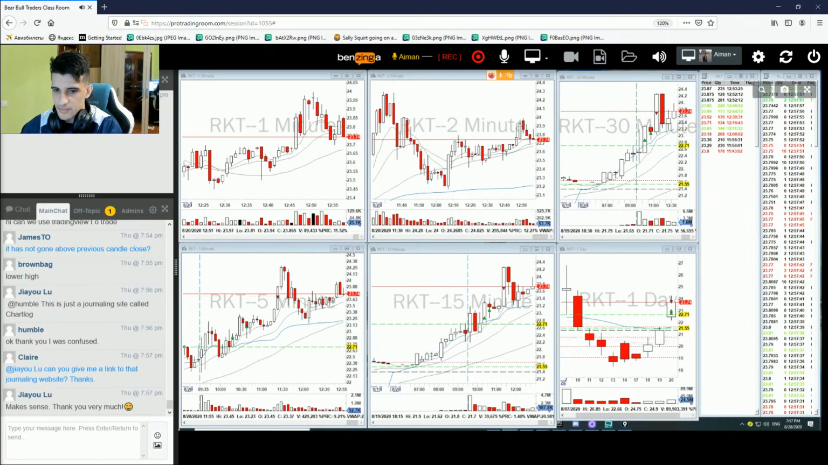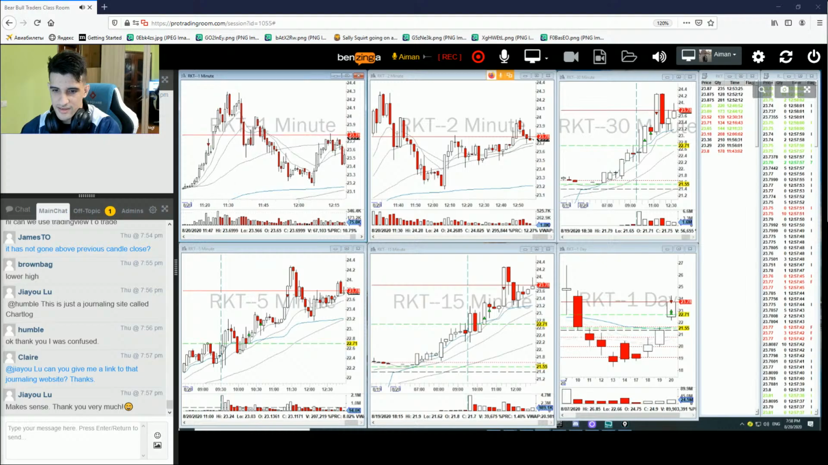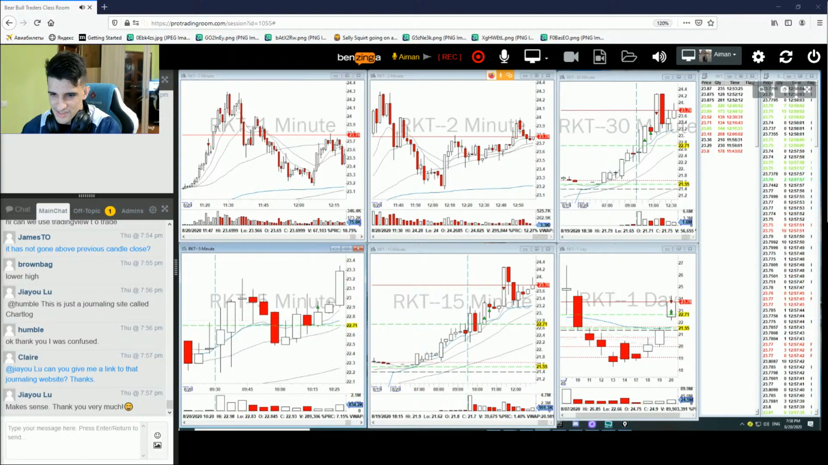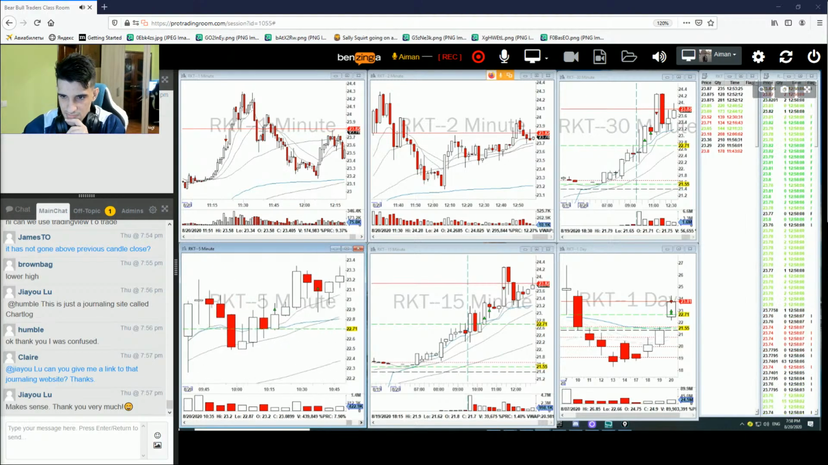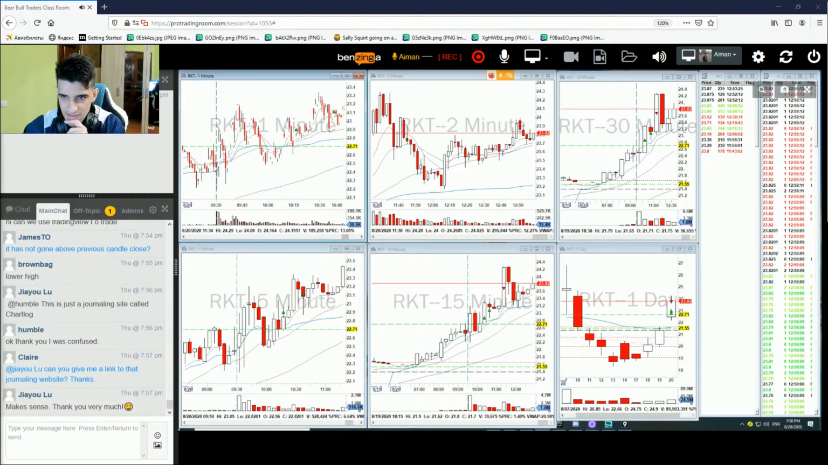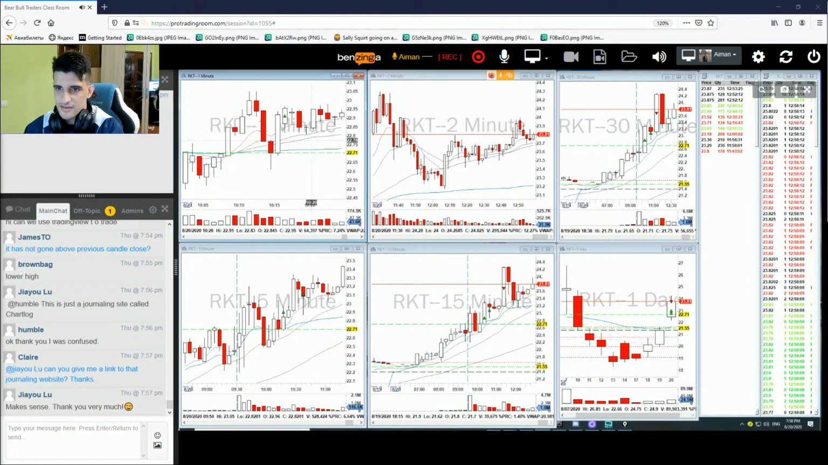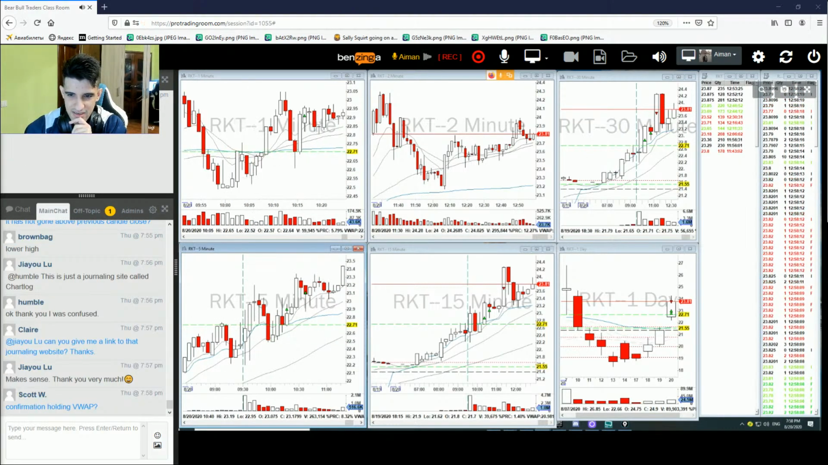It was not a parabolic reversal. This was an ABCD pattern setup. And tell me guys, why did I take it to the long side here? Let's get back. What did I like about it on the 5-minute chart?